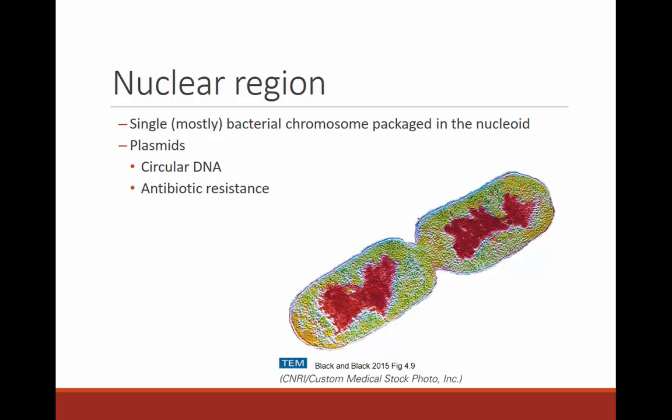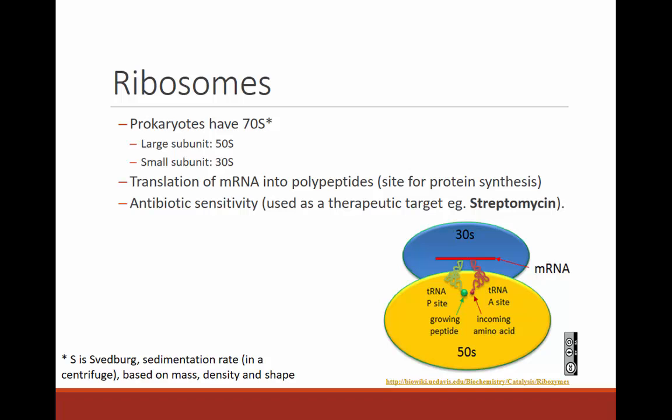Now, then we have the nuclear region, and you can see that it's a region. This is where the chromosomes tend to aggregate, but they're not enclosed in a particular or a discrete nucleus. So it's a nuclear region. And typically you have a single bacterial chromosome packaged in that area. But you could have plasmids as well. And we saw that in that circular DNA, and that is where you can find genes for antibiotic resistance and a lot of other things as well.